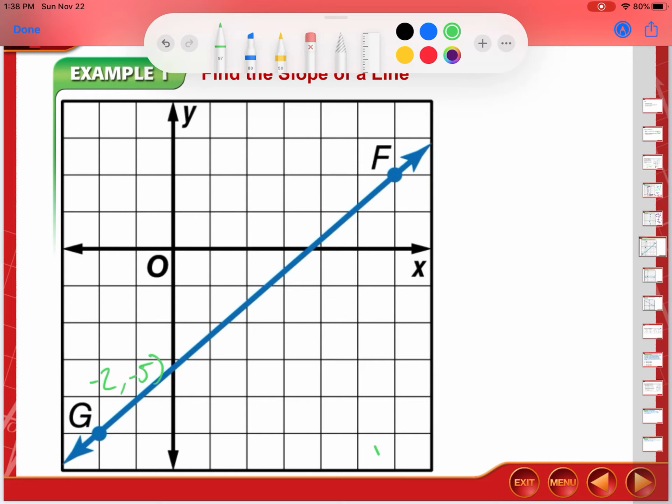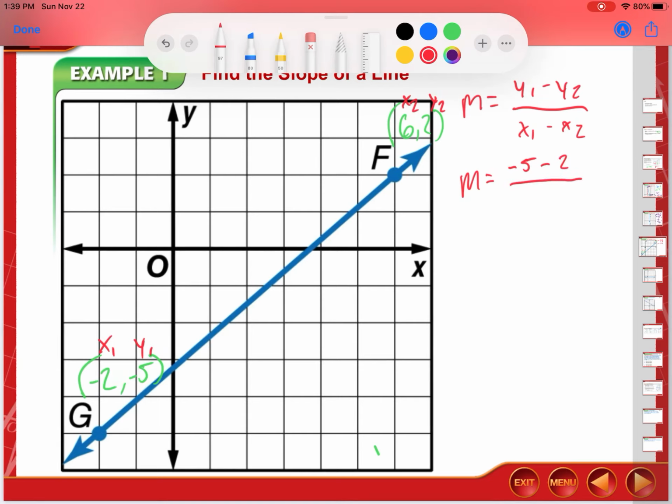So anyway, the coordinates for point G are -2, -5, and then the points for F are going to be 6, 2. So I'm going to label these x1, y1, then x2, y2. So once again, our formula is m equals y1 minus y2 over x1 minus x2.